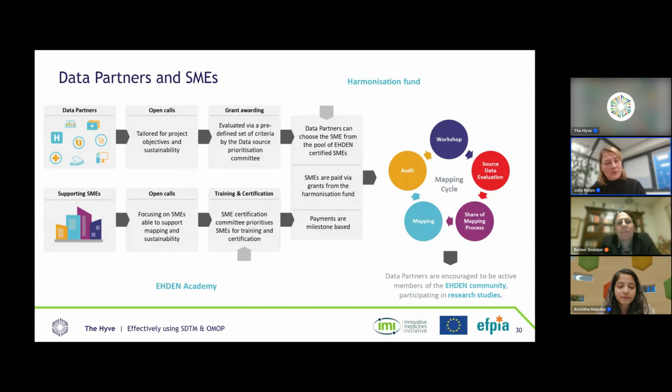There was a different stream, which you can see below, supporting SMEs, small and medium enterprises all over Europe, which are trained and certified to do the OMOP mapping, to help those data partners get their data into the common data model. I think this approach really helped us build the ecosystem that we have now.